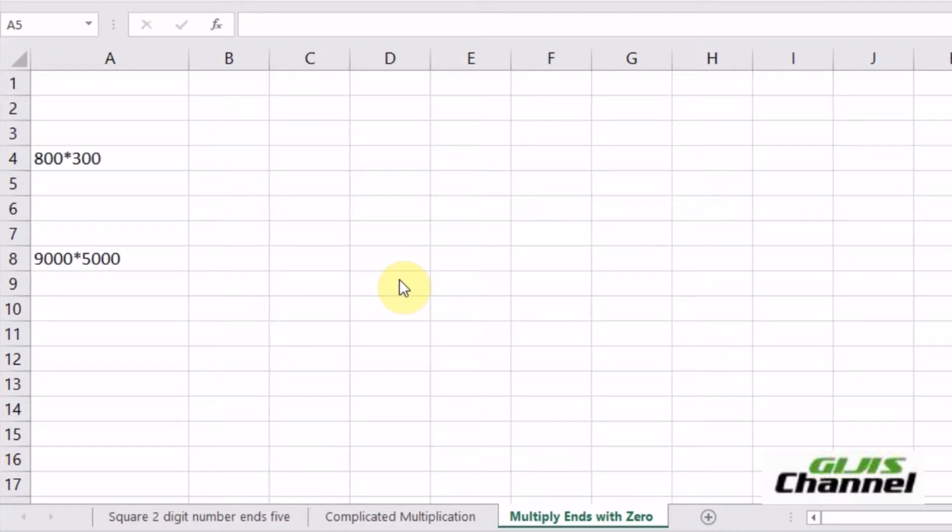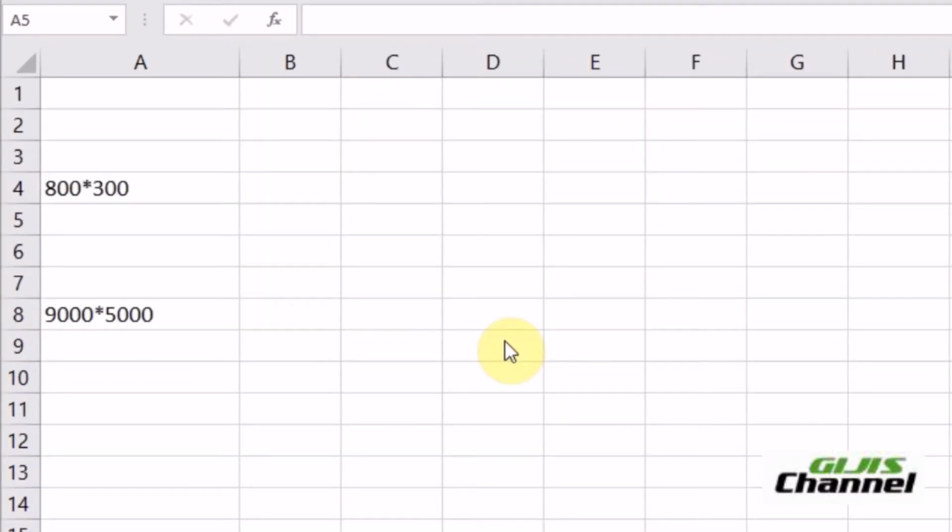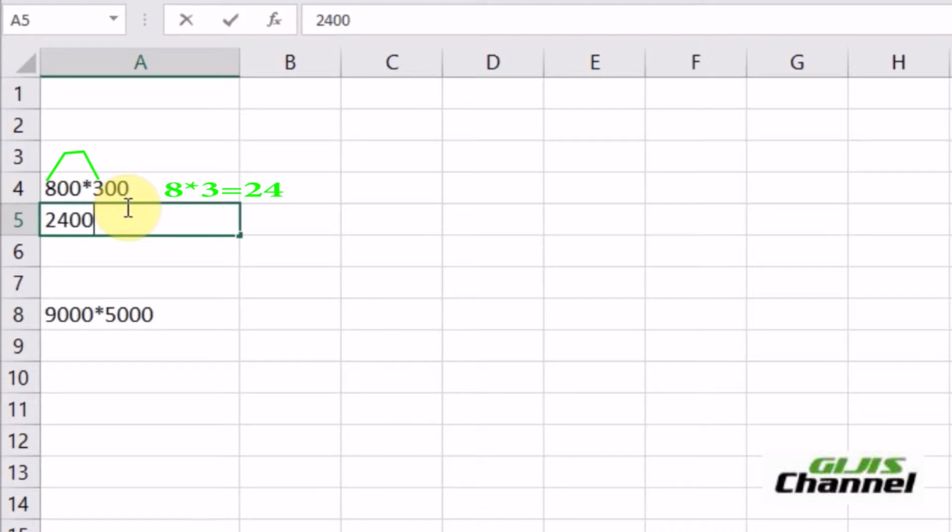Let's see a simple example. How to multiply two numbers when they have zeros at the end? It's very easy. Most people know it. The first thing you have to do is multiply the two numbers, that is 8 times 3. So 8 times 3 is 24. Then add all the zeros. How many zeros are there? 1, 2, 3, 4. Just add them. So the answer is 240,000.